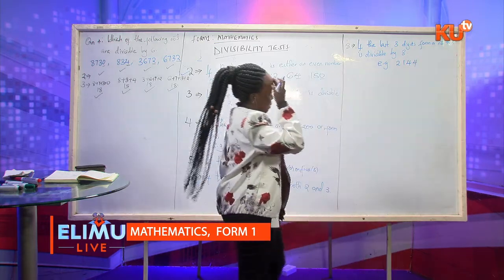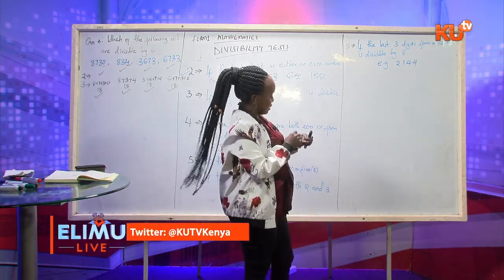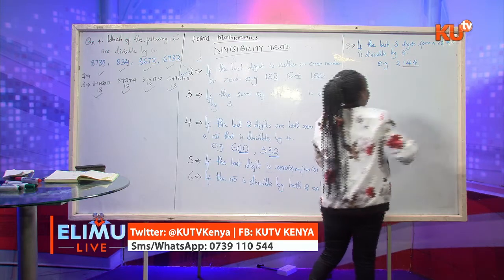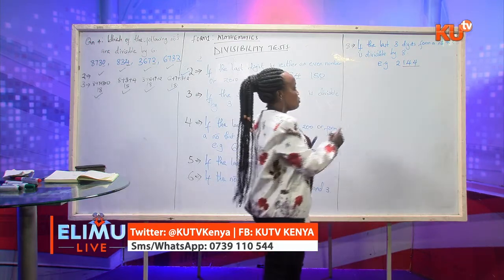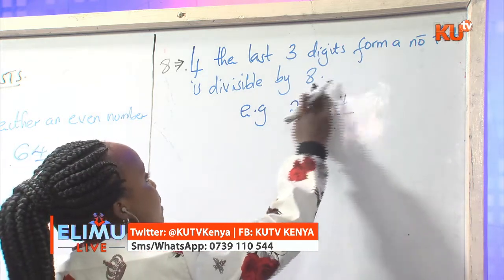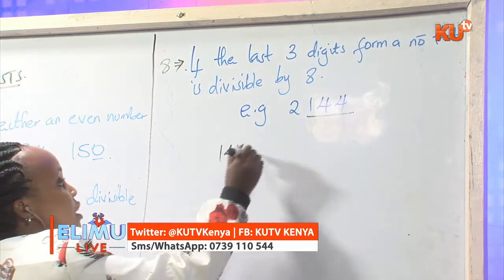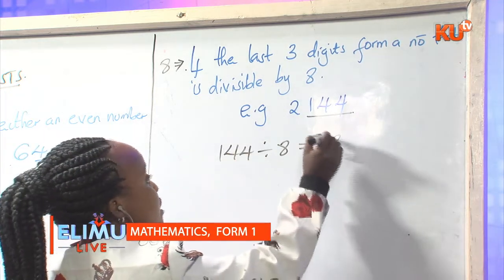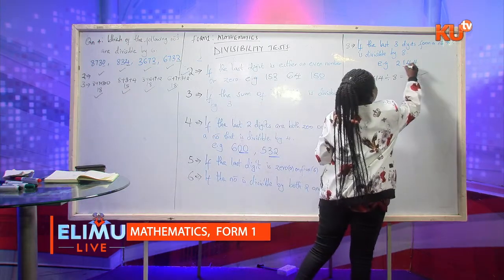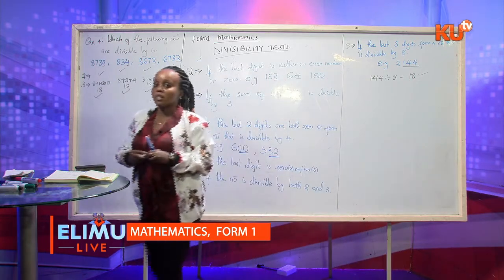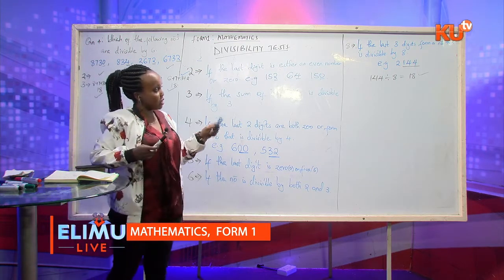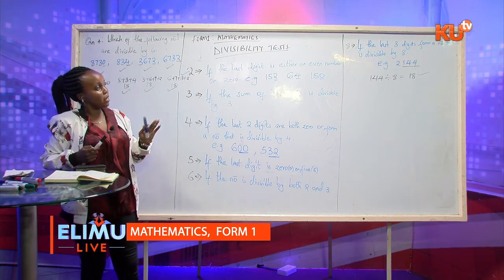So let us test if that number is divisible by 8. Having that number, we are supposed to check the last 3 digits. The last 3 digits of the number are 144. Is 144 divisible by 8? If we take 144 divided by 8, our answer is 18, meaning that this number 2144 is divisible by 8 because the last 3 digits, which are 144, form a number that is divisible by 8. So that is how we test if a number is divisible by 8. Just check the last 3 digits. If they form a number that is divisible by 8, then we are good to go.